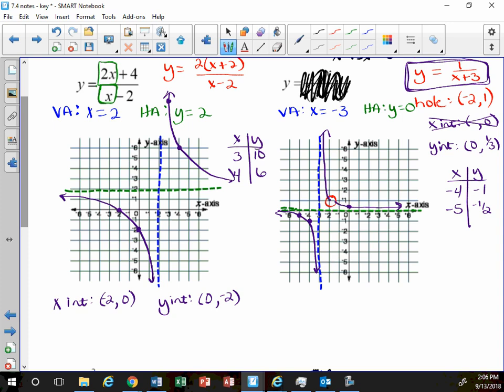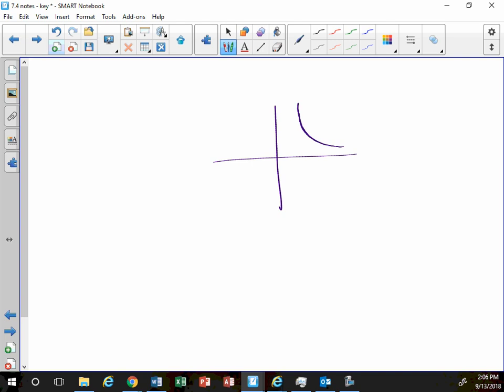You can't be like, oh, my graph is here and here, and I have a hole here. Like that, it doesn't work. It's going to be somewhere along the graph.